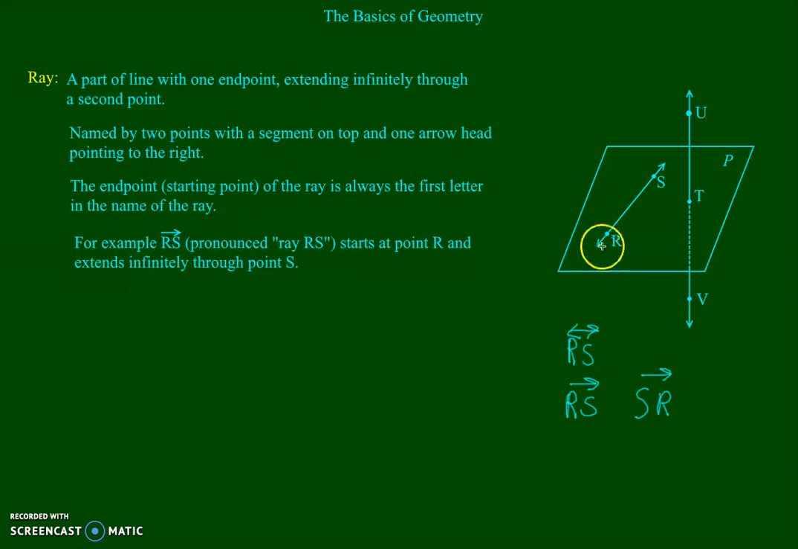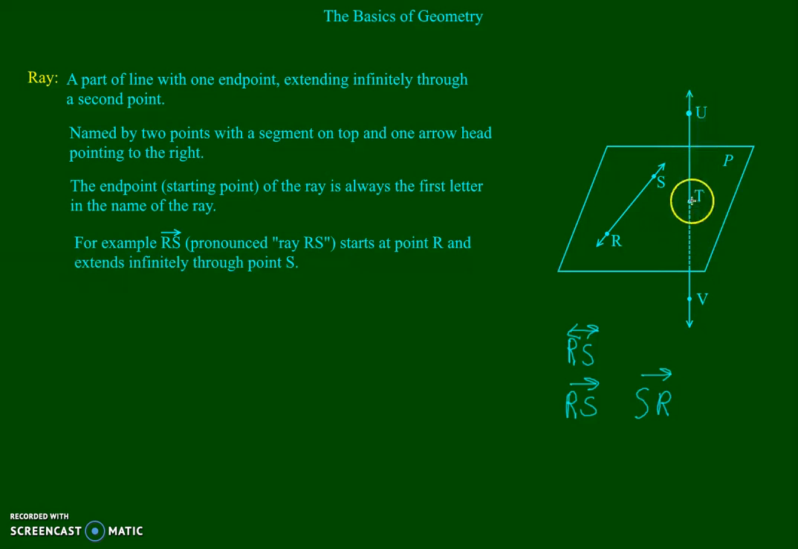This is line RS. It includes all the points going that way infinitely and that way infinitely. This includes all the points from R through S infinitely in that direction. This includes all the points from this point through R in that direction. Now if you note this line, line UV or line TU, we have a different situation here.